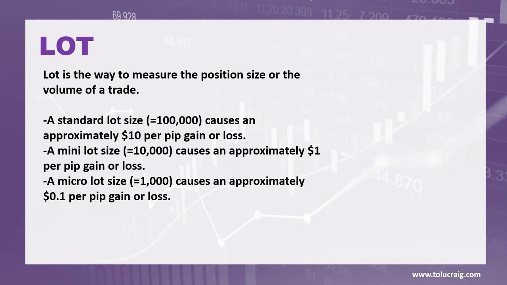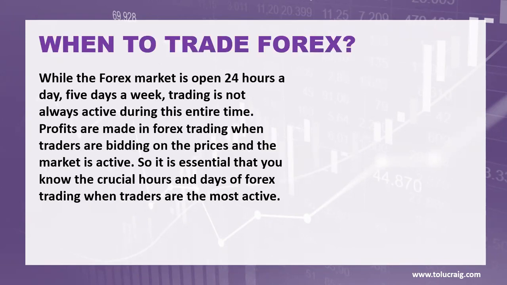We have the mini lot size. The mini lot size is equal to 10,000, and it causes an approximate of $1 per pip gain or loss. So if you have a pip gain or a pip loss, $1 is the equivalent of such. And then we also have the micro lot size, which causes an approximate of $0.1 per pip gain or loss. By the time we go on to the chart, I'm sure you will also understand what this means in practical terms. But just have it in mind that the meaning of lot is how we measure the size or the volume of every trade.